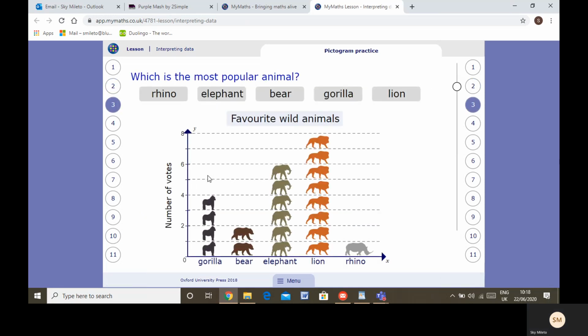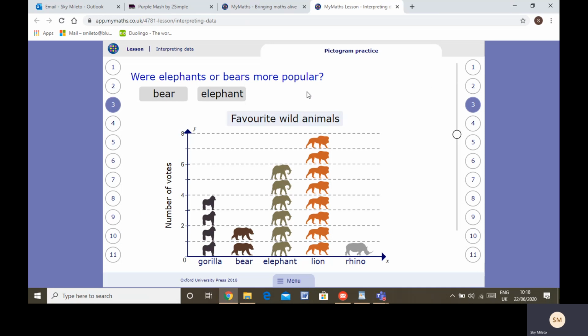Which is the most popular animal? We can see that the tallest column is the lion, I hope you all said. Therefore, that one's the most popular. Which is the least popular? We can see the shortest column is the rhino. Therefore, that was the least popular.